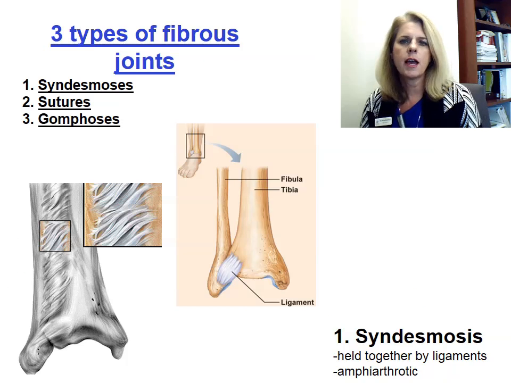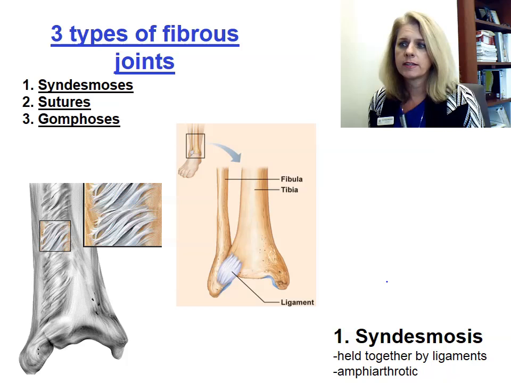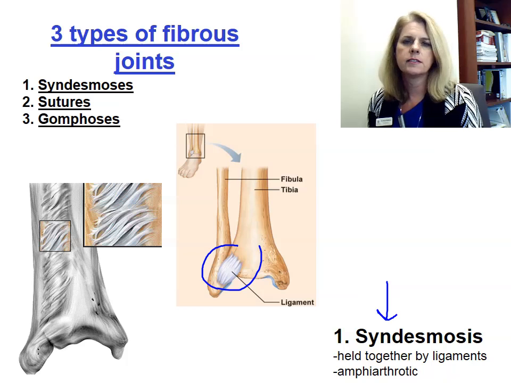So we're going to classify this more. We have the three types of joints based on what they're made out of. The first one was the fibrous joint, and there are three types of fibrous joints. We have a syndesmosis, a suture, and a gomphosis. An example of a syndesmosis would be where the tibia and the fibula come together. A syndesmosis is two bones held together by ligaments, and these are amphiarthrotic.